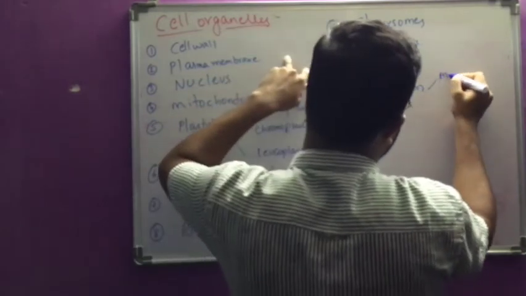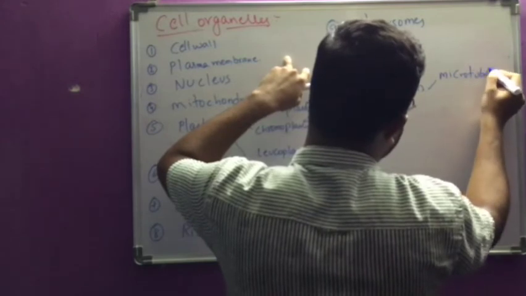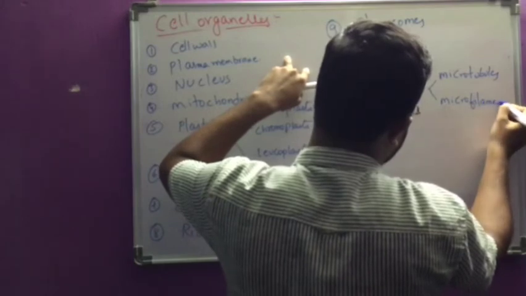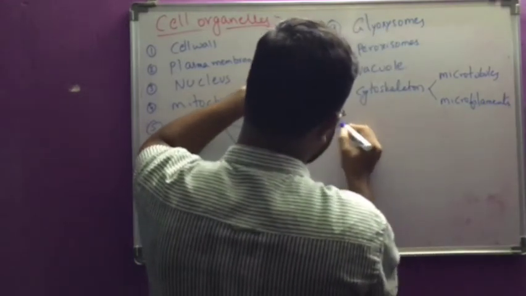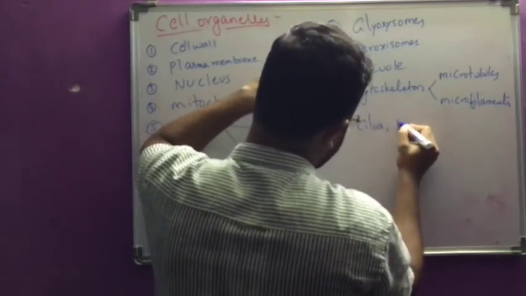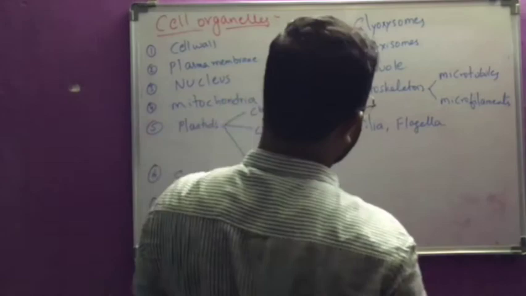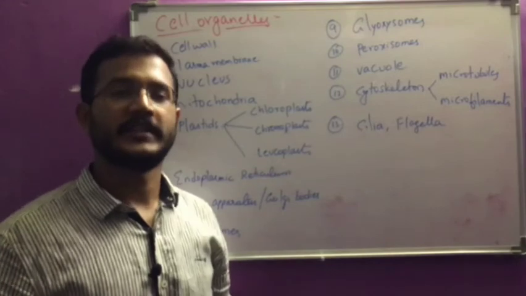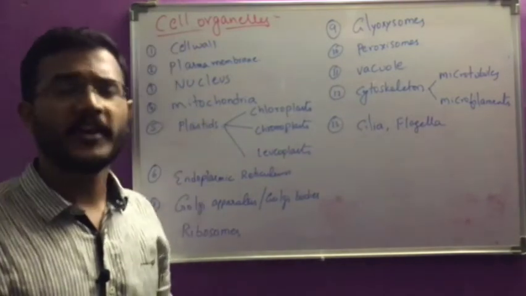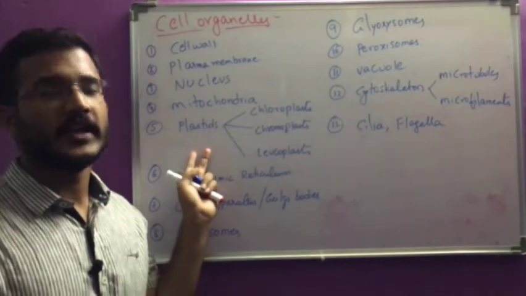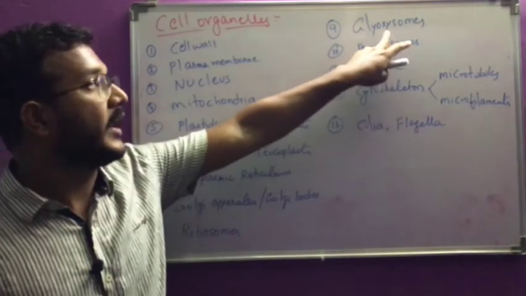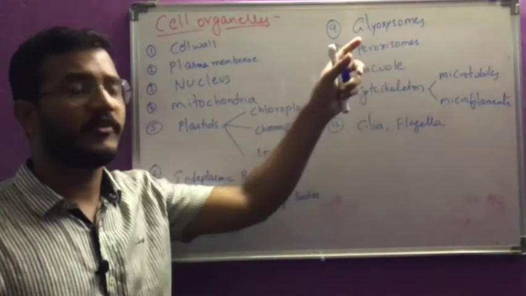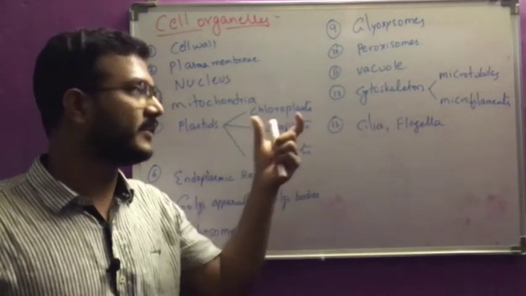Those are microtubules, microfilaments, and cilia and flagella. These are all the different types of cell organelles which are present in most cells, with very minute differences. Plastids are absent in the animal cells, and glyoxysomes are present in the plant cells. Peroxisomes are present in the animal cells. So minute differences are there. We will discuss them when the topic arises.